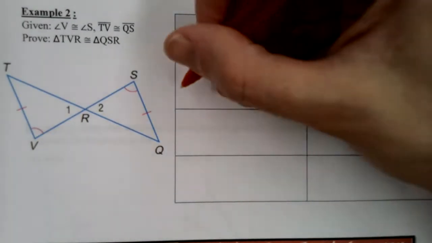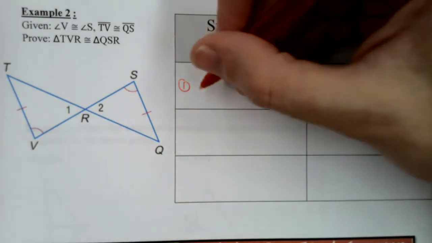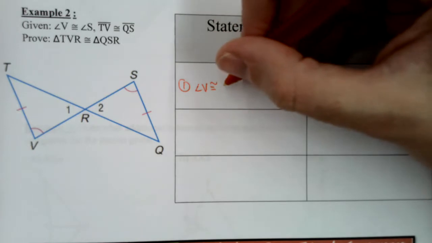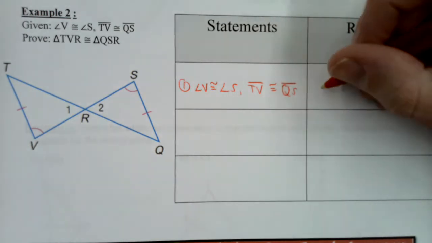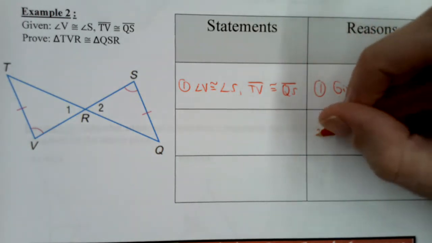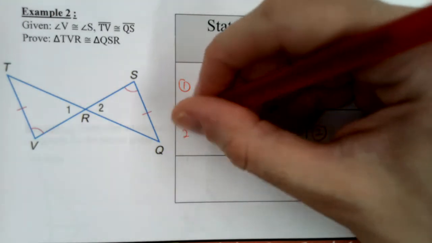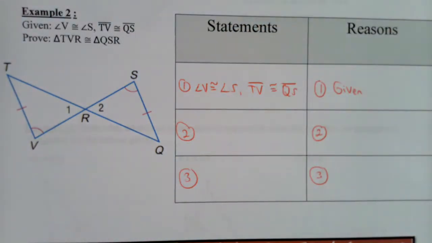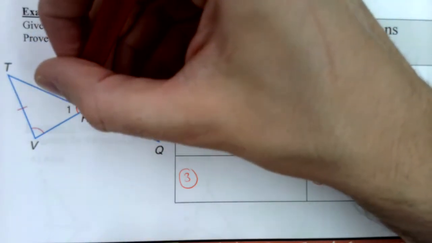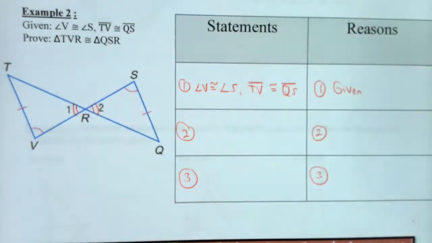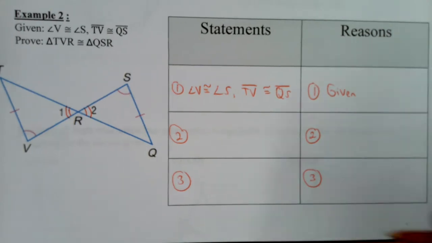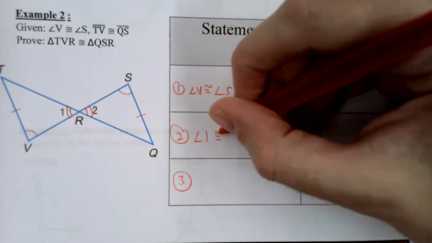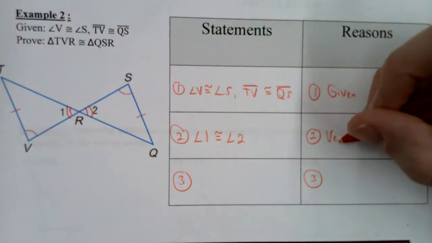Okay, so we have two given informations. Those for statement one: angle V is congruent to angle S, and segment TV is congruent to segment QS. Reason one is it was given. Now, if your diagram is not labeled, you'd want to label that now, but this one's already labeled. Next up, we are going to use the vertical angle there. I'll put two arcs on this angle, and I'll put two arcs on this angle. So you can name them however you want. I'll just go with angle 1 is congruent to angle 2. Vertical angle theorem.